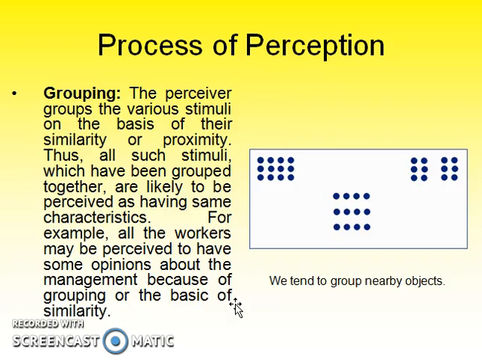Next is grouping. The perceiver groups the various stimuli on the basis of their similarity or proximity. Thus, all such stimuli which have been grouped together are likely to be perceived as having the same characteristics. For example, all the workers may be perceived to have some opinions about the management because of grouping on the basis of similarity.